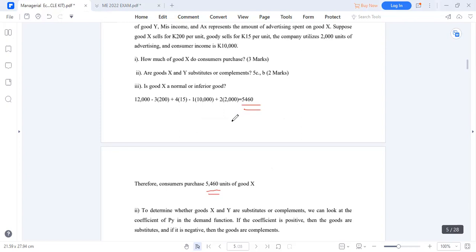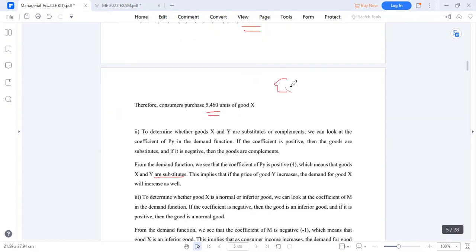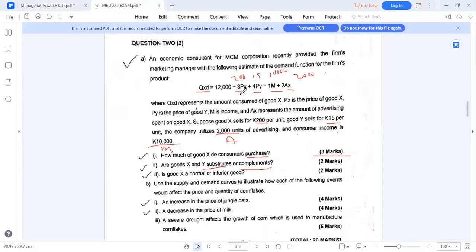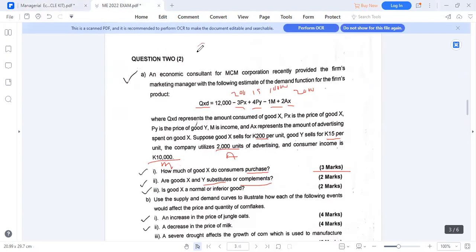All right. So by calculating what? XY. So here, what is the gradient for good Y? You can tell. So XY will be what? The gradient for good Y is what? The gradient for good Y is +4, times the actual price for Y, which is 15, over the total which we found, 54.60. Whatever I calculate here will be a positive answer. So I know it's a substitute.